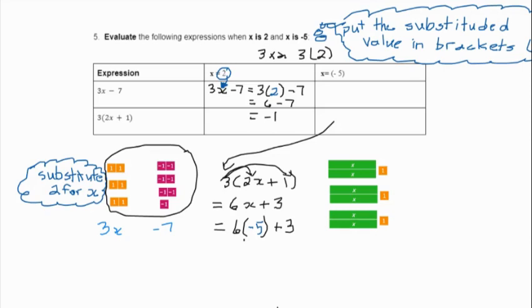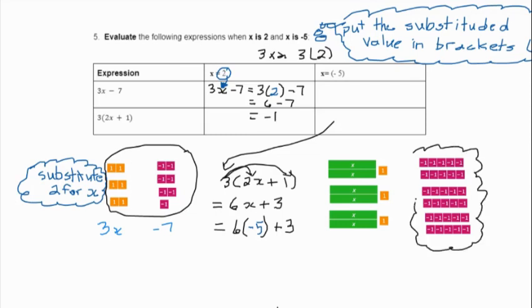And I could do that visually with the tiles as well. I could think of taking 5 negative 1s and putting them in where that x is, and another 5 negative 1s there. So I could think about putting all of these groups of negative 5 where the x's are. 6 groups of negative 5, that would give me negative 30. Negative 30 plus 3. I'd still have these little 3 over here, which would be negative 27.